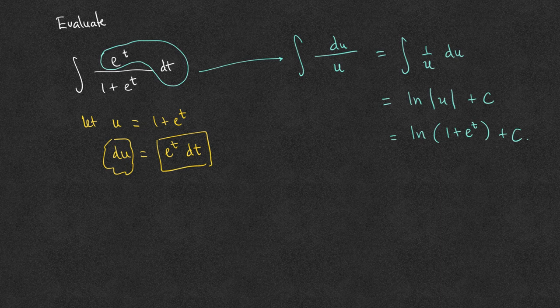Now, how do we know to let u be the denominator but not the numerator? If we were to let u be the numerator, then du is e to the t dt, but then e to the t dt is not the same as what is left, which is 1 over 1 plus e to the t.